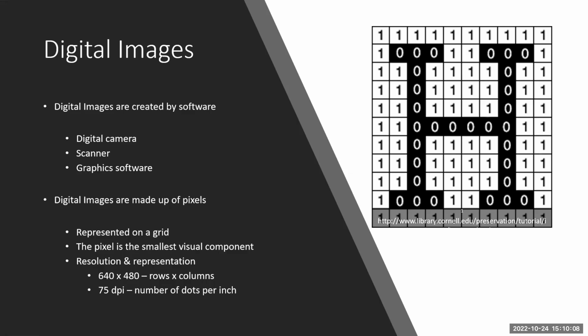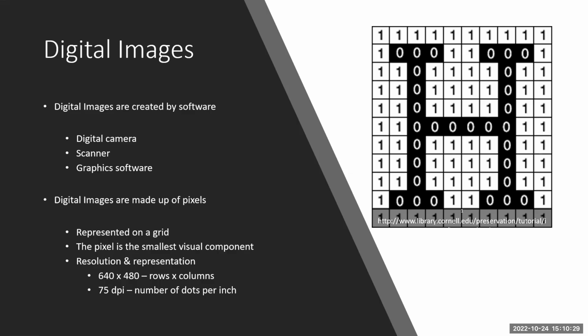And there's pixels that are made up within those images. And we have an example on the screen here. So we might have an image of an H. However, there's going to be ones and zeros that are going to represent those pixels. And each one of those pixels is going to be part of the grid.